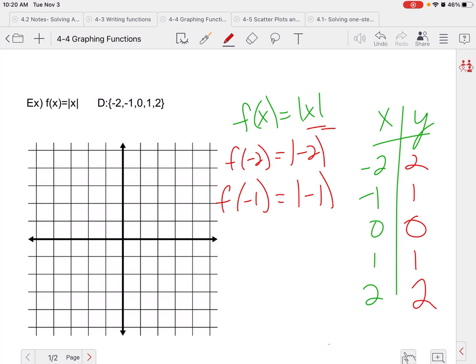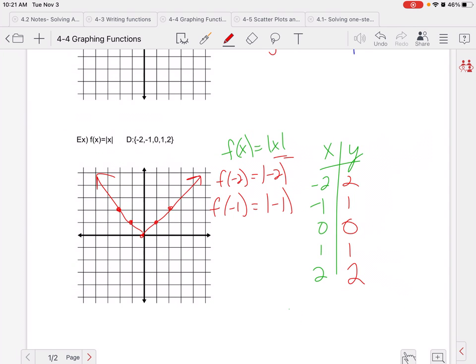So we're going to have -2, 2, -1, 1, 0, 0, 1, 1, 2, 2. So this is a nice V shape. Anytime we have an absolute value in the equation, it will be V-shaped. It'll be very pointed.